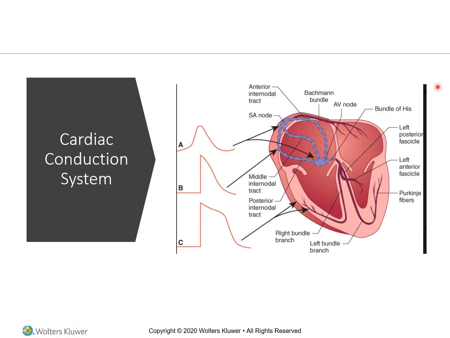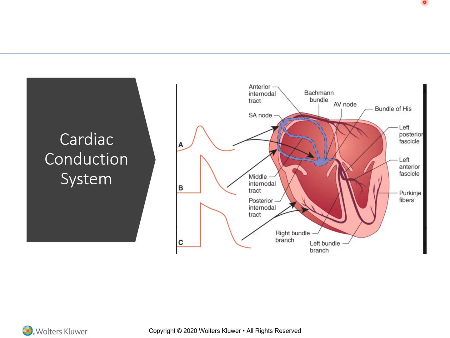So the bundle of His is something that you can often see right here. The bundle of His is where we leave the AV node. That is an area that can become damaged because of various things, again, like calcified debris of the aortic valve or the mitral valve itself.